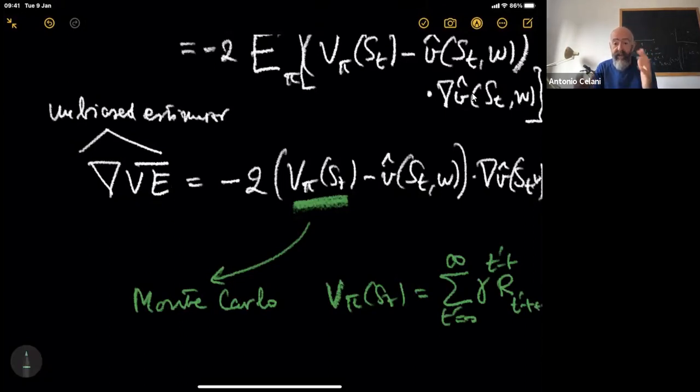That's what Monte Carlo does. You look at your trajectory, you are sitting in state S_t, and then you spawn your future trajectory from that, and you compute the total cumulative discounted reward, and you use this as an estimate. So you replace your true value with the random estimate.